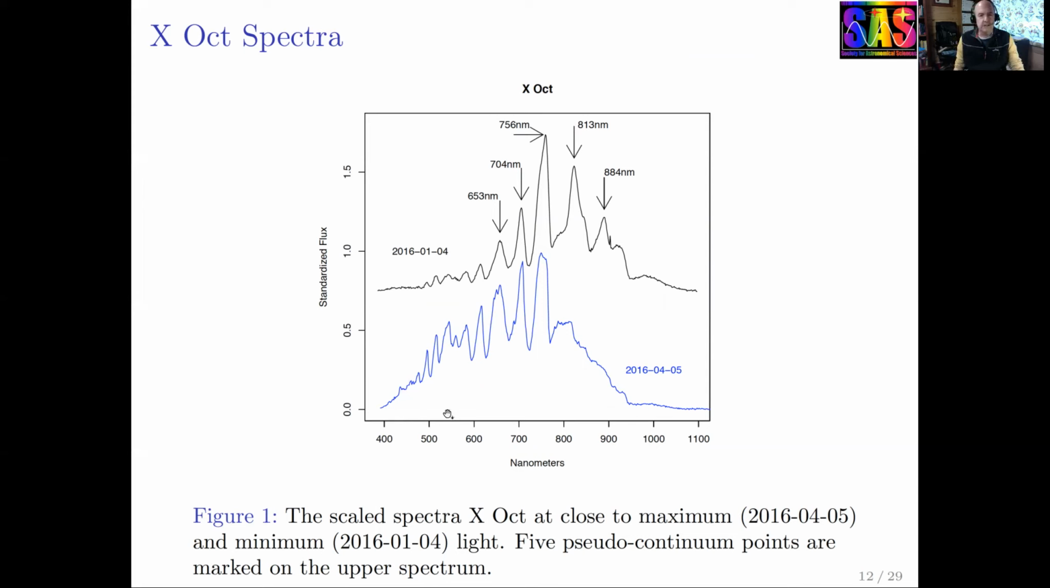Look at the key region here of 400 to 600 nanometers: quite a bit of light is being produced by X Octantis towards maximum, but substantially less towards minimum. These points here, 1, 2, 3, 4, 5, are what we call our continuum points, C1, C2, C3, C4, C5. At minimum, their heights are quite distinctly different, whereas at maximum the differences are nowhere near as much.